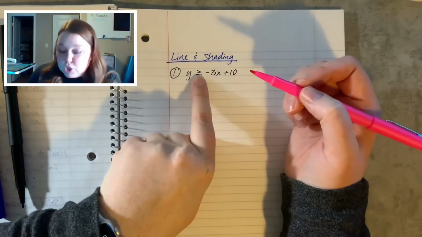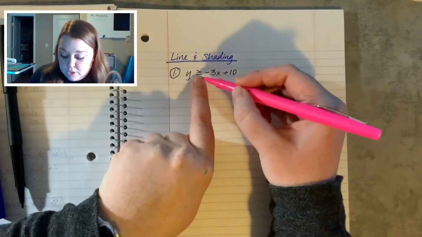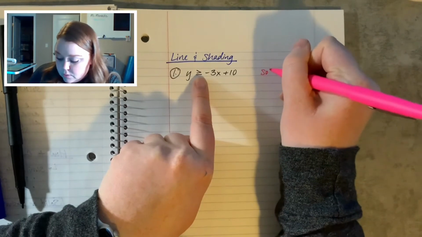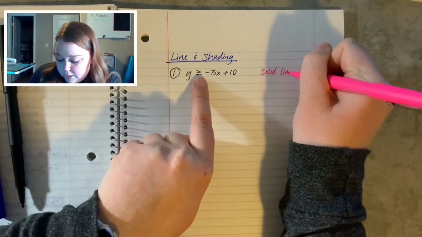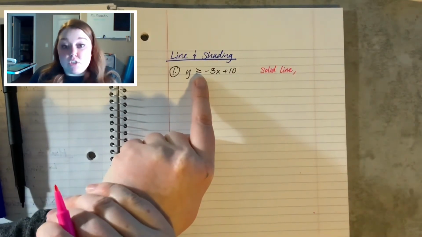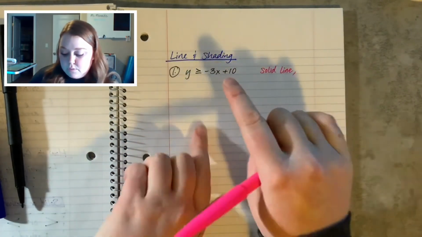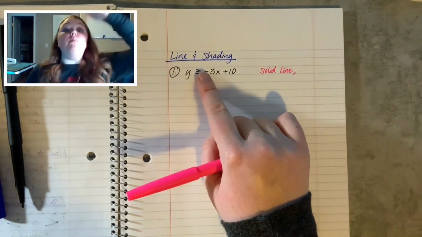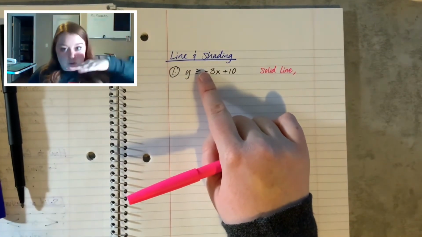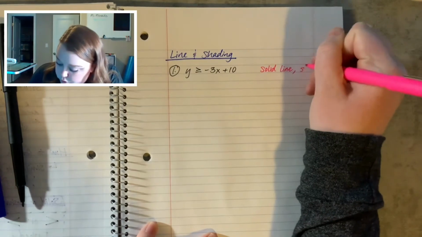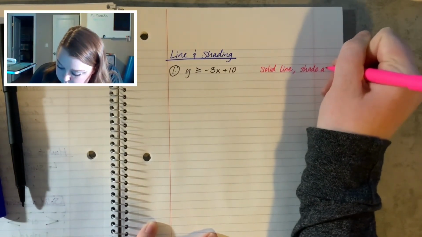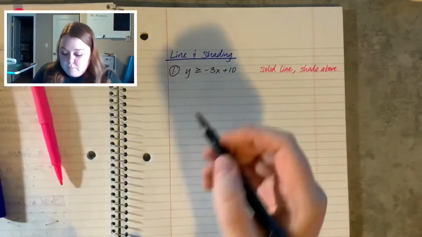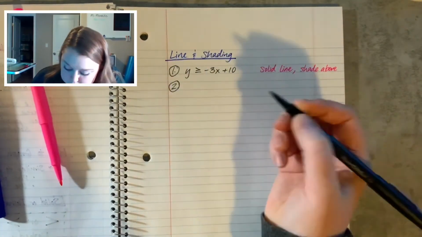This is a greater than symbol, greater than or equal to. The little equal to underneath tells me that it's going to be a solid line. So I'm going to write that. It's a solid line, because it has the or equal to. And since this is a greater than symbol, I would shade above because it's greater. So you shade higher. So shade above. You have to be able to know those two things.